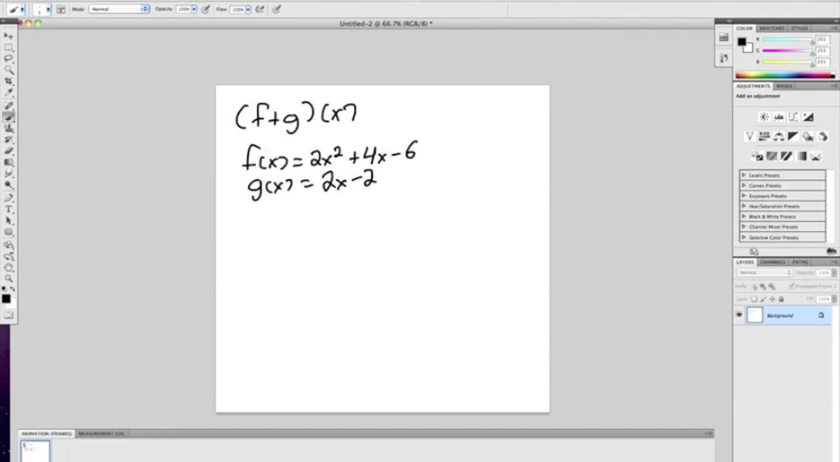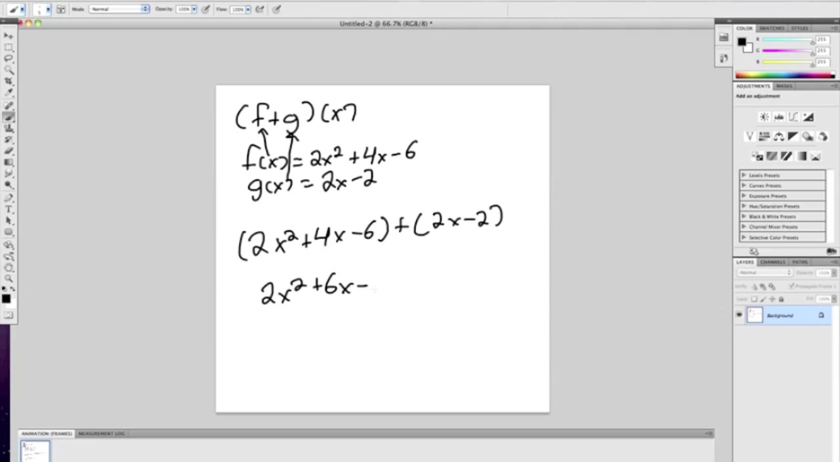So what you would do is you would get the f of x and you'd plug it in for f, and g of x you would plug in for g. So it would be... now all you have to do is combine like terms. So your final answer would be... easy, right? Now let's move on to subtraction.